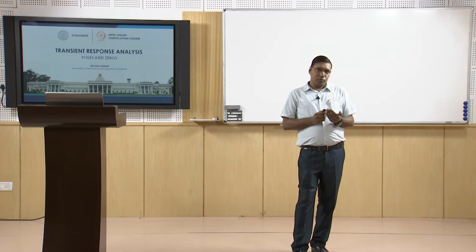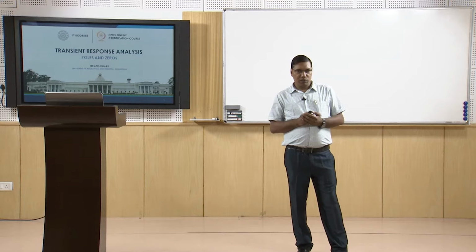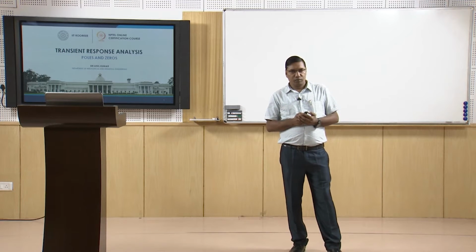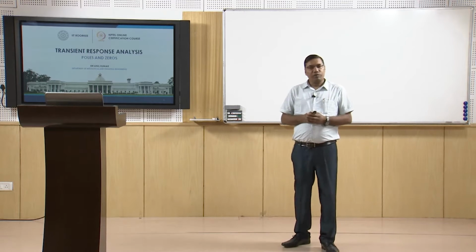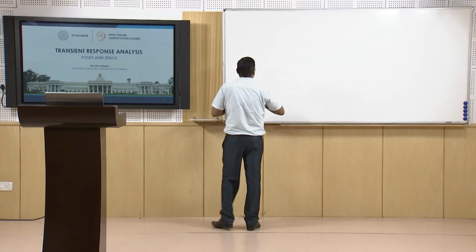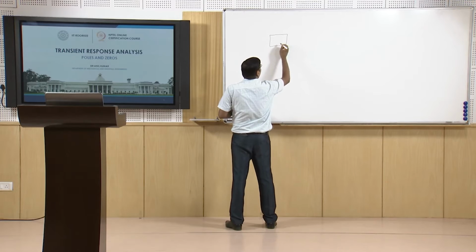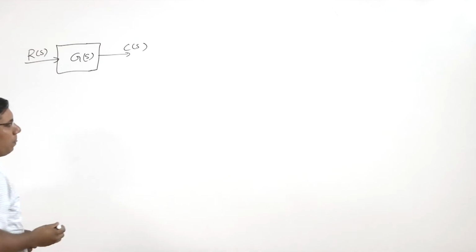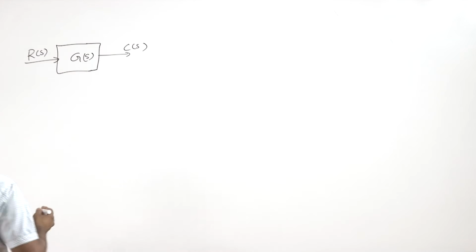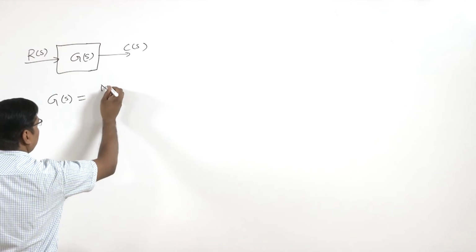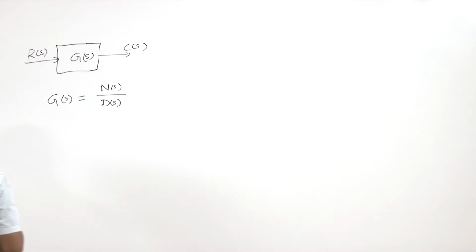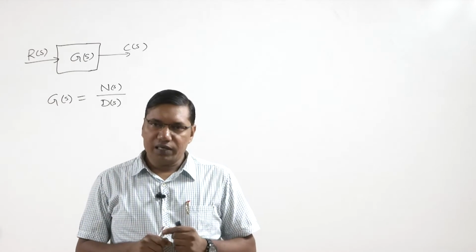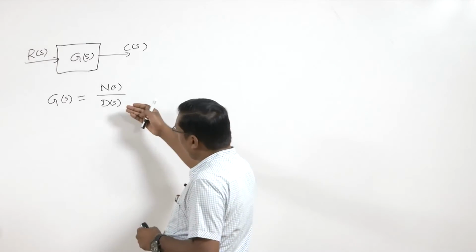So the poles and zeros simplify the evaluation of the system's response. Let's define what is a pole and what is a zero. So we have a transfer function G(s). It is subjected to some input and it is giving some output. This transfer function G(s) can be written as N(s) by D(s). So N(s) is the numerator part of the transfer function and D(s) is the denominator part of the transfer function.